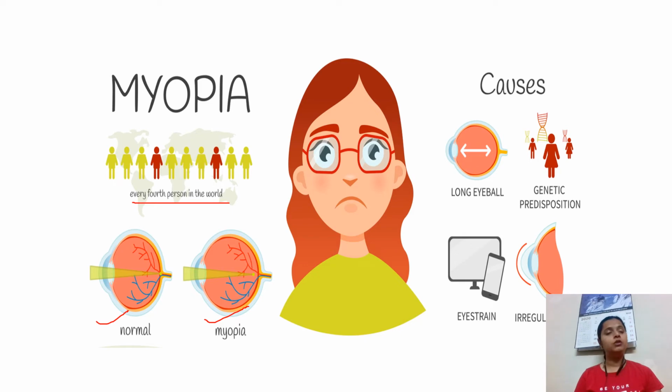Another one is eye strain, when we look more and more at the screen, laptop, computers and mobile. And irregular size of cornea. Yes, irregular size of cornea can also cause myopia. So these are the four reasons which I have mentioned here in the causes of myopia. If you have any other causes or reasons causing myopia, you can write down in the chat box and we'll have a discussion on that also. Okay, so now let's move.